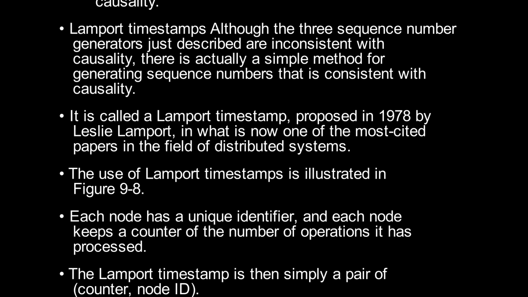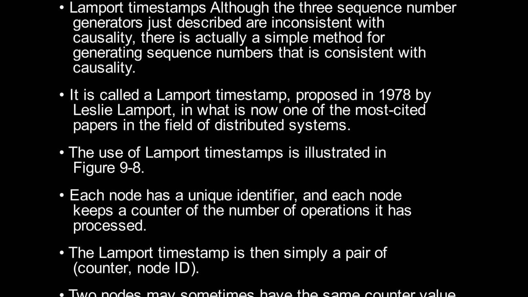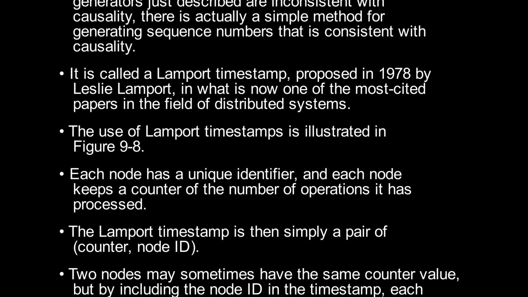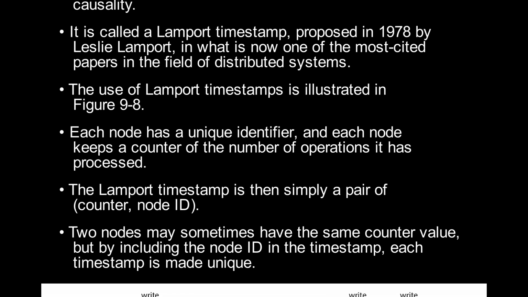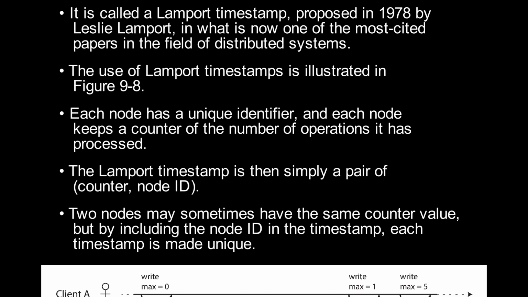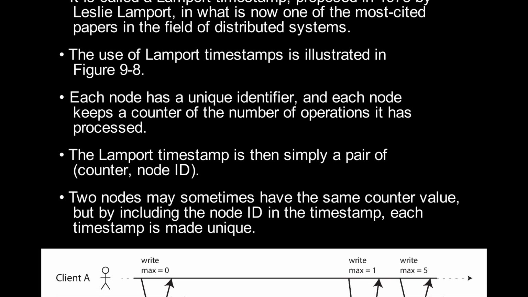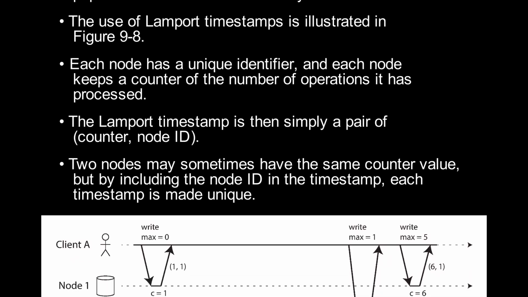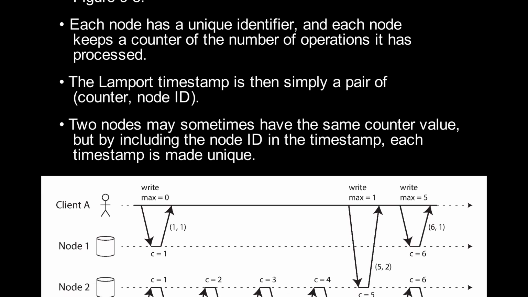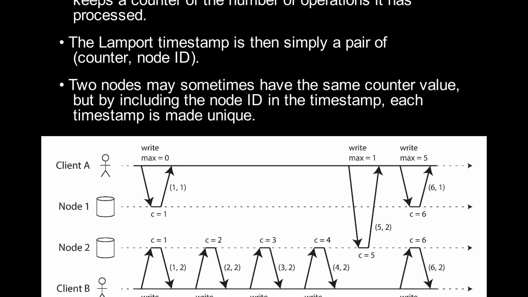Each node has a unique identifier, and each node keeps a counter of the number of operations it has processed. The Lamport timestamp is then simply a pair of (counter, node ID). Two nodes may sometimes have the same counter value, but by including the node ID in the timestamp, each timestamp is made unique. Figure 9-8. Lamport timestamps provide a total ordering consistent with causality.